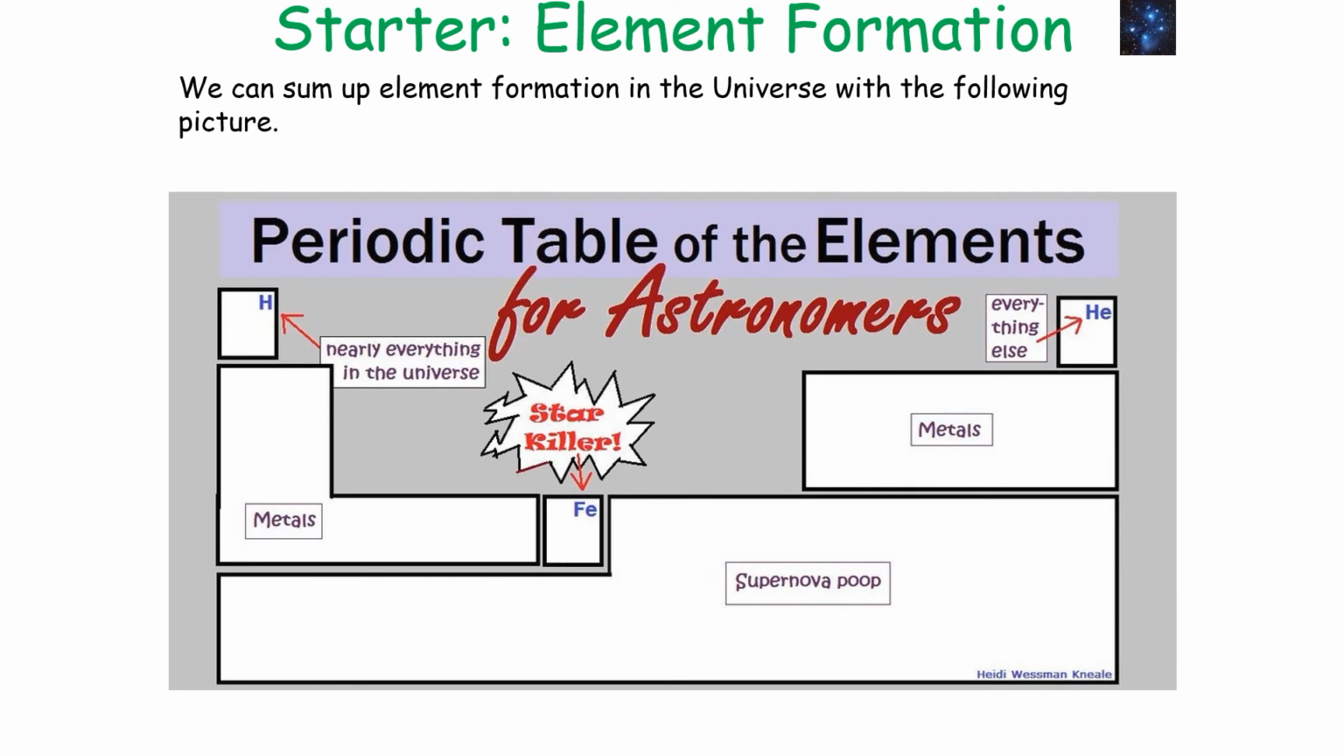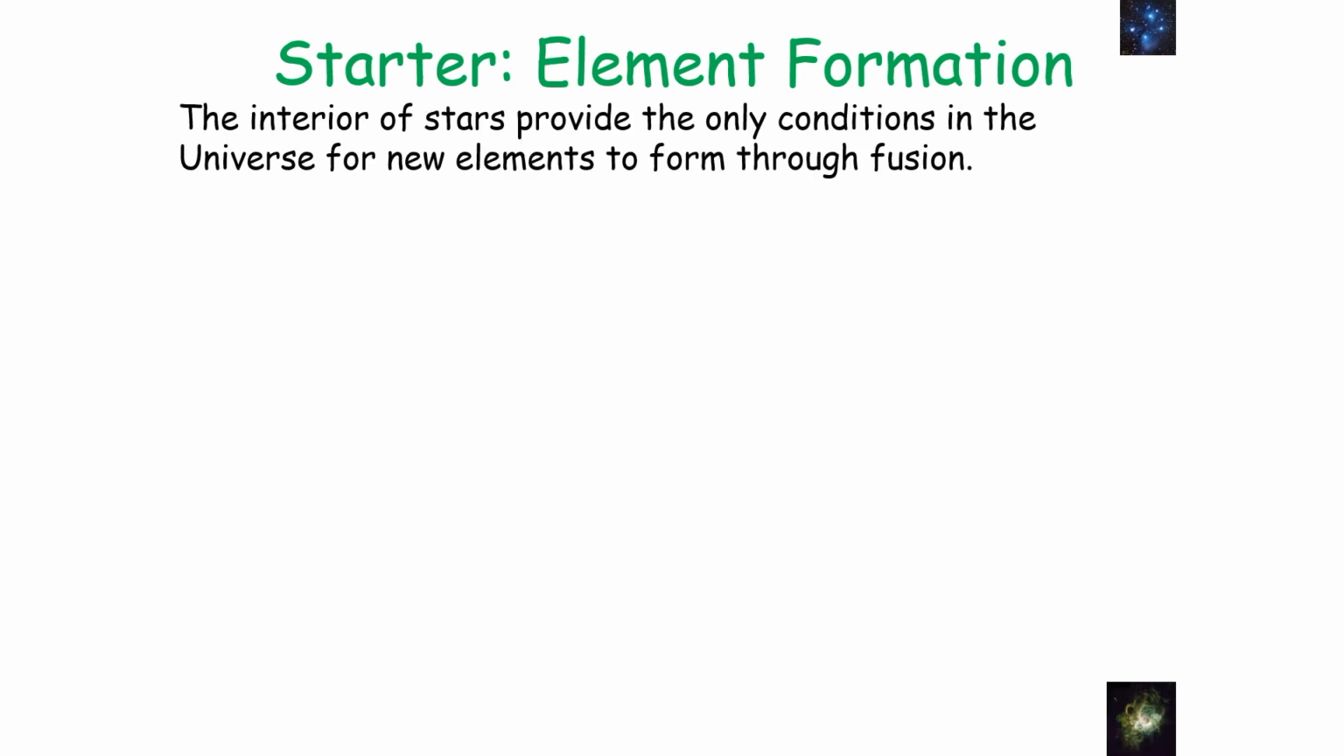So we can sum up element formation in the universe with the following picture. You've got hydrogen, you've got helium, you've then got the metals which are produced in the processes of red giants, with only the large metals up to iron being produced in the larger red giant stars, and then finally everything above iron is produced in a supernova explosion. The interiors of stars provide the only conditions in the universe for new elements to form through fusion.